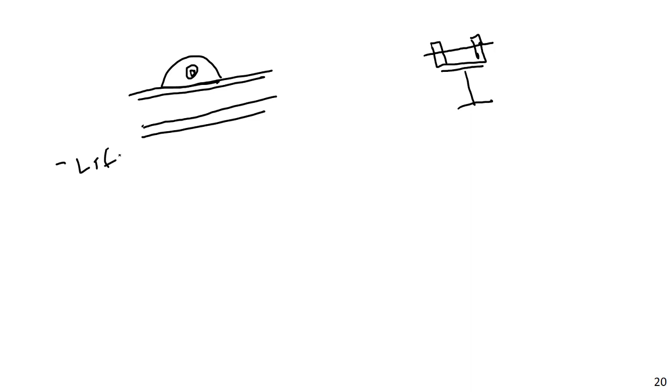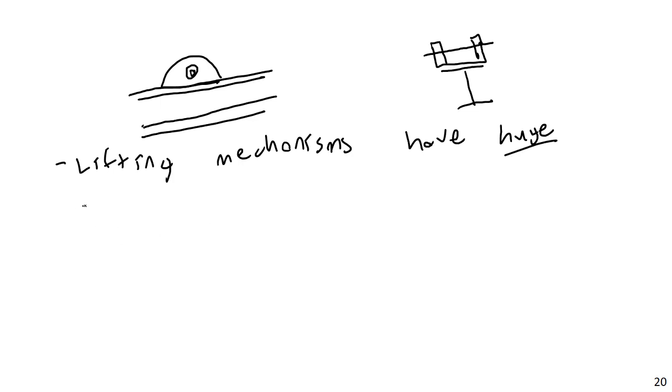Lifting devices, lifting mechanisms always have huge factors of safety. And the reason is because of the consequence of failure. Again, it all comes down to consequences of failure. If you are lifting a heavy load on a construction site, if that cable snaps, if that lift fails, if that thing falls, you could potentially have great big heavy objects falling from great heights.